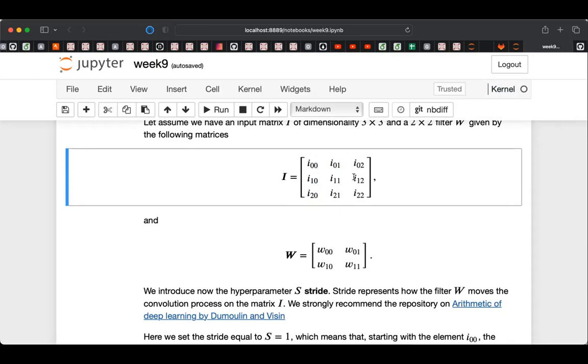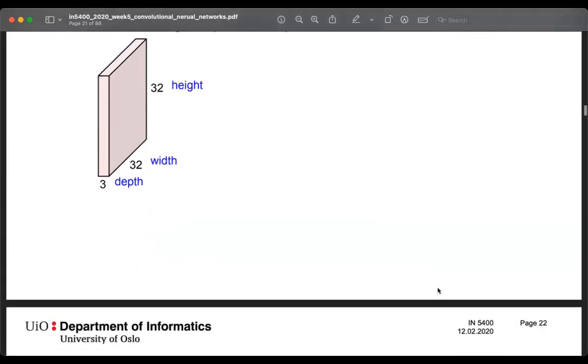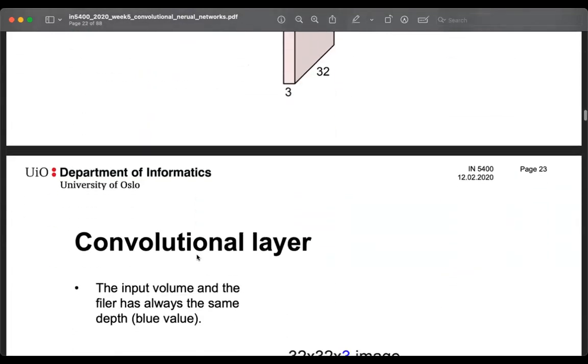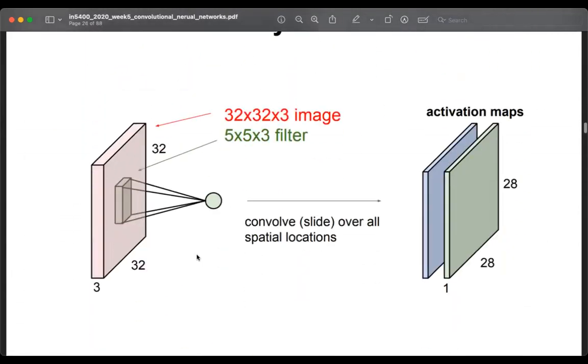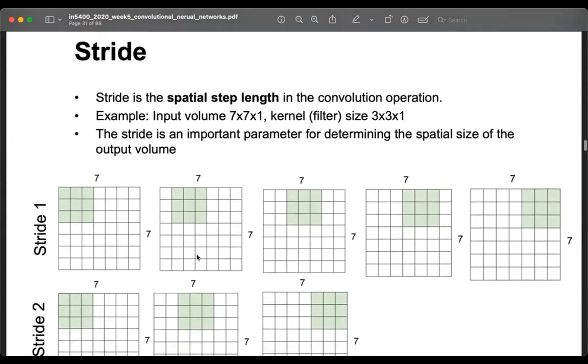Now to see what this stride actually means, let me shift to another set of slides, which is actually a little bit nicer than the ones which I have here. This is taken from a course which is being taught at the University of Oslo, IN5400. So let me quickly just show you what this stride actually means. I'm coming back to this one. There are some nice figures here.